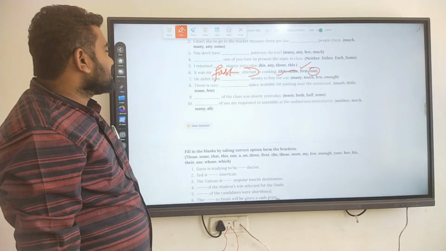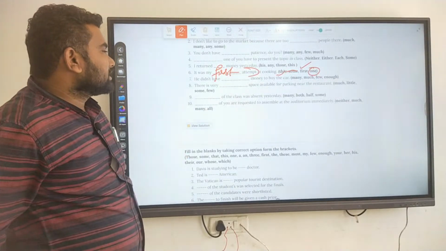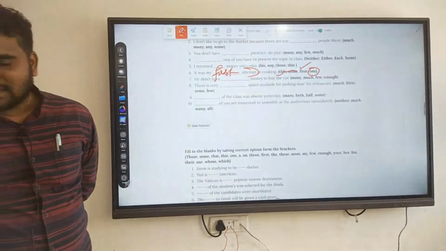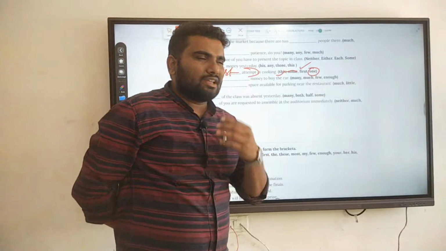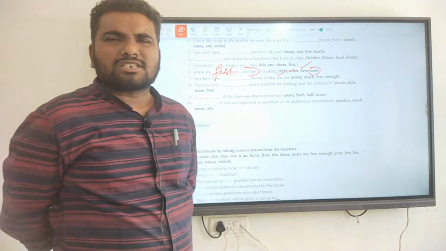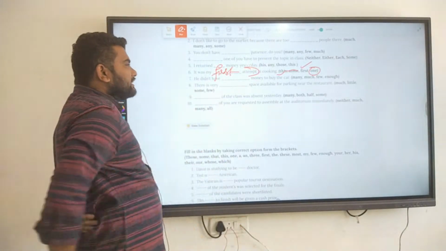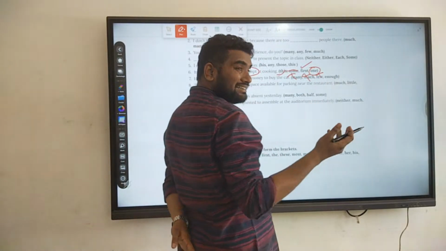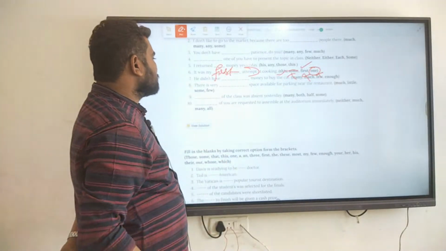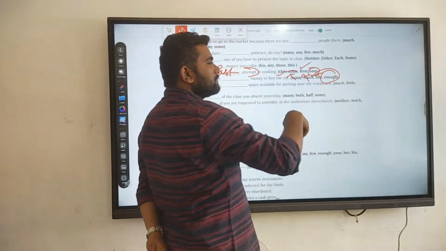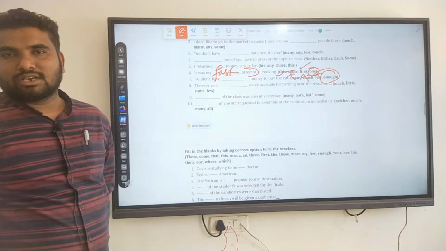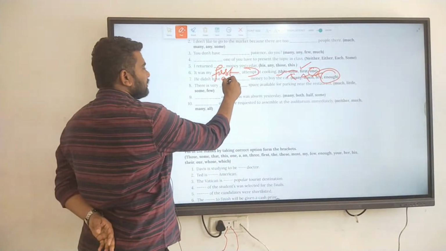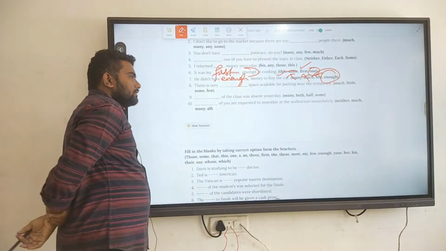Next is, he did not have dash money to buy the car. Even you people will say it, I don't have enough money, or I don't have sufficient money. Same question here. He did not have many? No, it's wrong. Much won't come. Few is like a negligible amount, no amount, zero amount, and the answer which is present here is enough. Enough means sufficient. And the exact answer here is enough. I hope you got it.